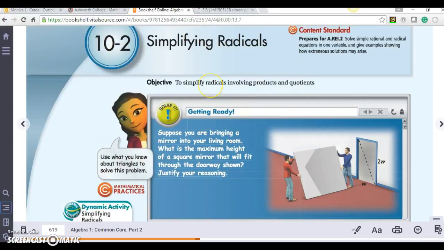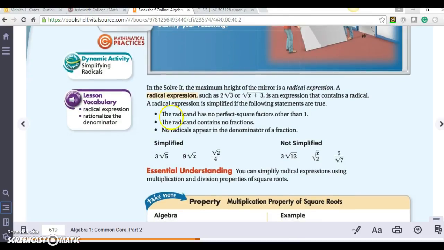Okay, we're looking at lesson 10-2, simplifying radicals. It says a radical expression such as 2 square root of 3 or square root of x plus 3 is an expression that contains a radical. A radical expression is simplified if the following statement is true. The radicand has no perfect square factors other than 1.